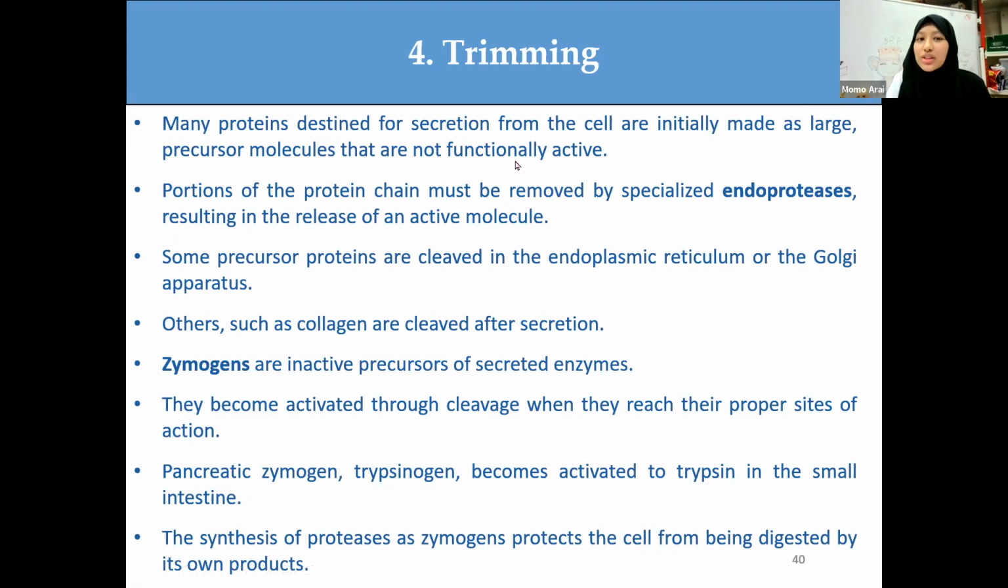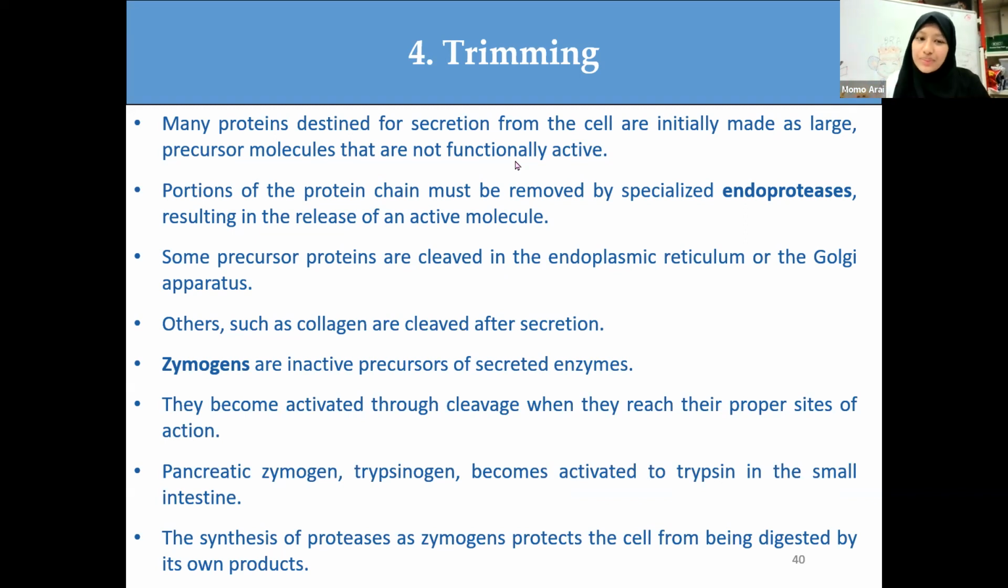Fourth thing is trimming. Like I said, not all the proteins that are made are in their active form. They can be inactive, and they can be called zymogens. For example, pancreatic enzymes need to be inactive so that when they're made, they don't destroy the cell. These enzymes are usually used to digest food, right? So they need to be activated somewhere else, sometime else. That's why they're made in an inactive form, zymogen. That's the main idea. So you can have inactive proteins made, which can be activated later on by trimming.